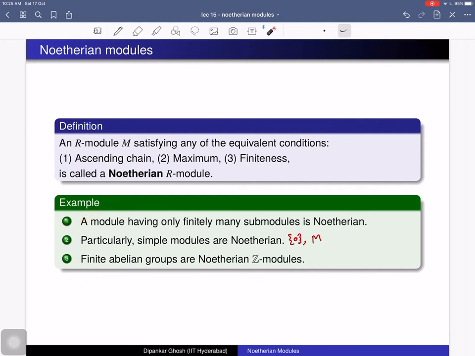Now why is a module having only finitely many submodules Noetherian? We should verify at least one of these equivalent conditions. In this case we can see this condition easily, because your module M has only finitely many submodules, so you cannot have an infinite non-stationary ascending chain. And you can verify the other conditions also, but we have already proved that these three conditions are equivalent. So since it satisfies this condition, a module having only finitely many submodules is Noetherian.